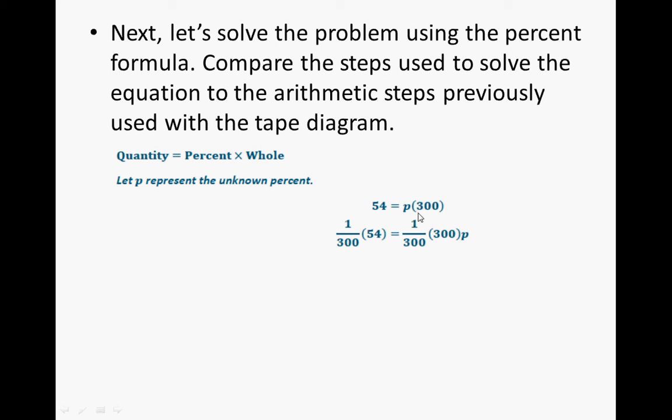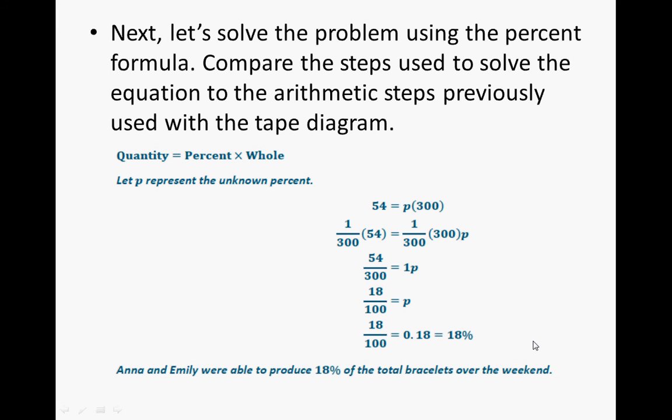So in order to isolate P, if we're multiplying by 300, then we would multiply by the reciprocal, or if you want to think of it as dividing by 300, it's the same thing. So 1/300th times 54 and 1/300th times 300 leaves us with 54 over 300 equals 1p. Again, we can reduce this to 18 over 100, and since we have 1p, we can just drop the 1. And back to the same thing as last time, 18 over 100 is 18 hundredths, or 18%. So the same thing, 18% of the total bracelets.